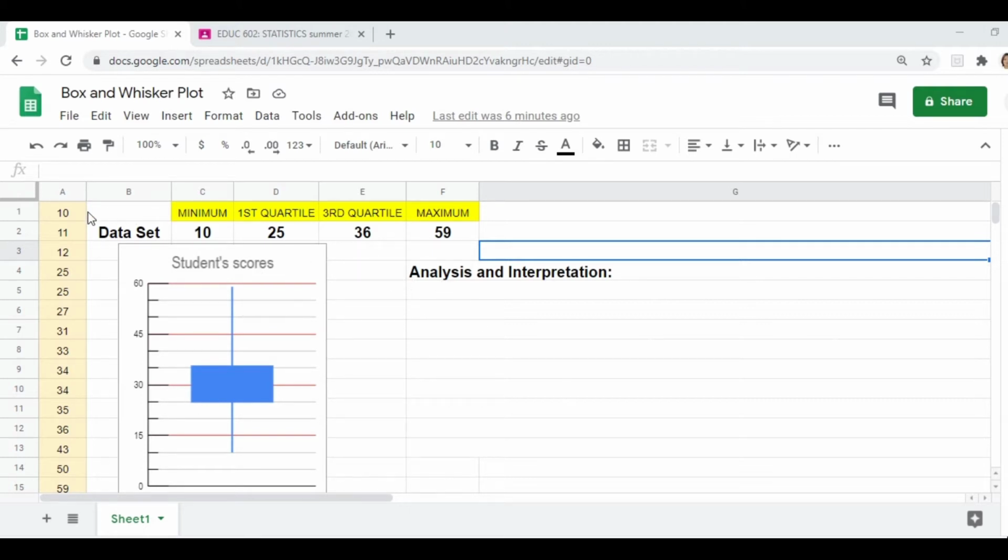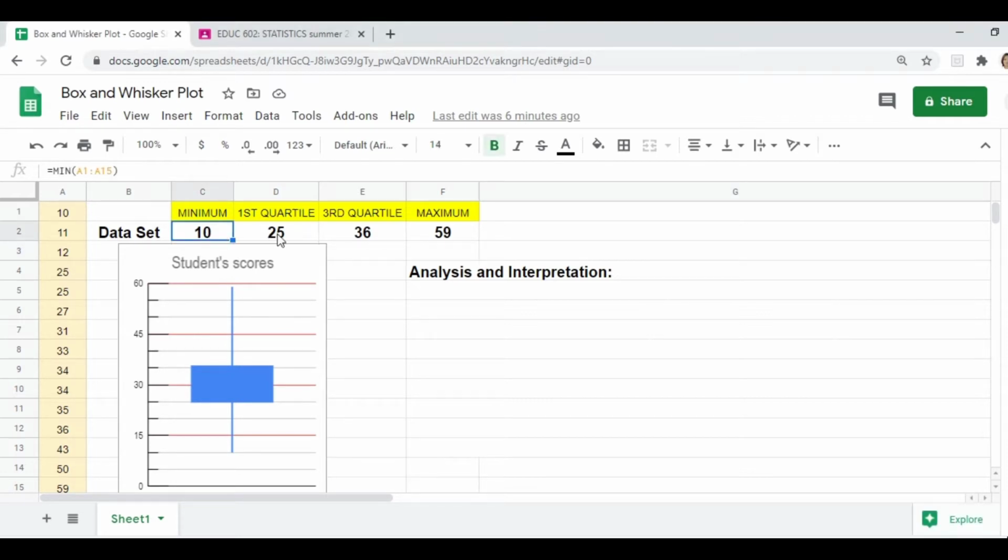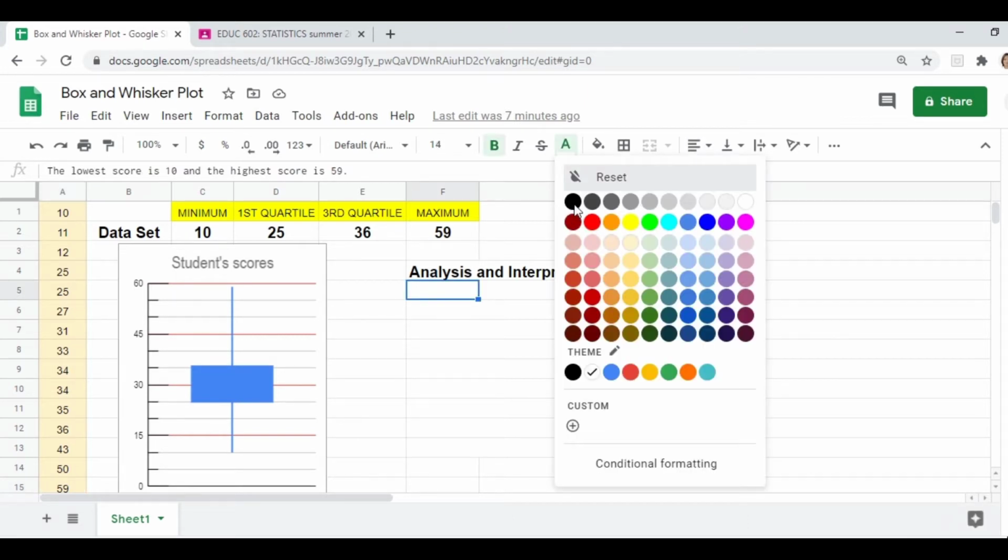So what can we say from this data? Supposing these are the scores of 15 students. Here we have computed the minimum value, the first quartile, which is 25, the third quartile, which is 36, and the maximum value, which is 59. So we can say that the lowest value is 10 and the highest value is 59. We can also see it here in our graph. The lowest end of the whisker is 10, and the highest end of the whisker is 59. So that would be our first analysis.